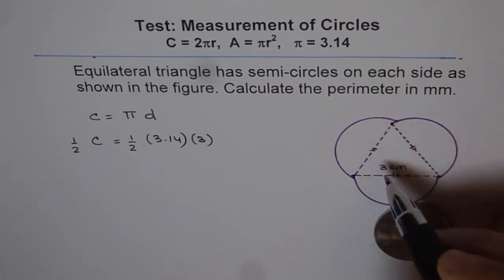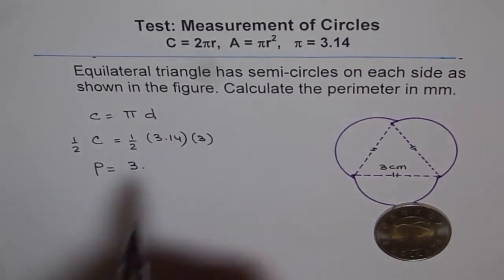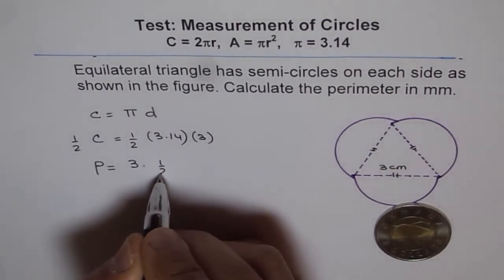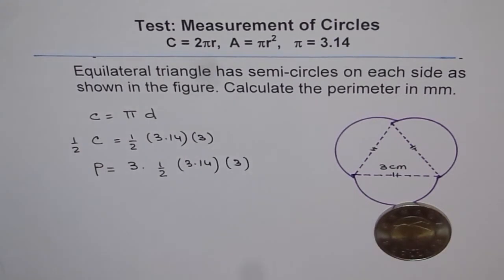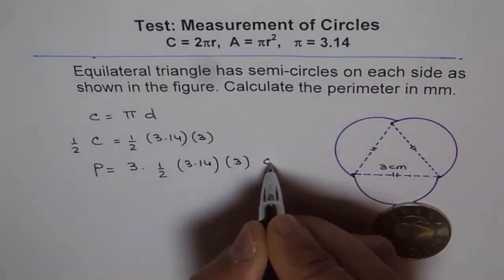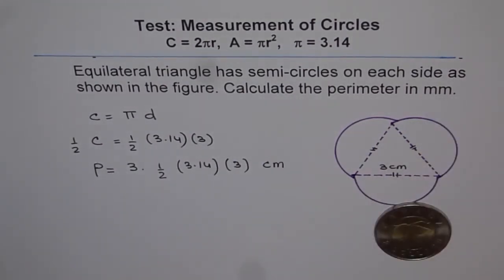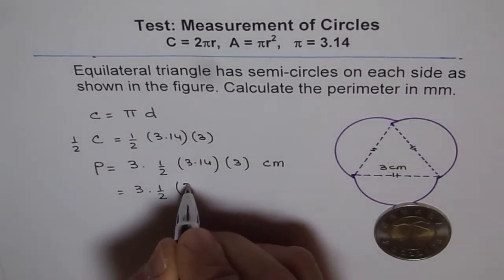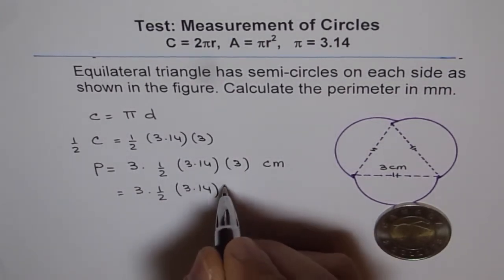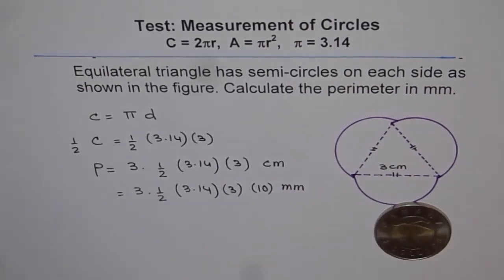So there are 3 of these, correct? Therefore the total perimeter will be 3 times this much. 3 times half times 3.14 times 3. So that is your answer in centimeters, correct? To get your answer in millimeters, what do you need to do? Multiply this by 10, correct? So we'll get 3 times half times 3.14 times 3 times 10 to get the answer in millimeters. Do you get my idea?